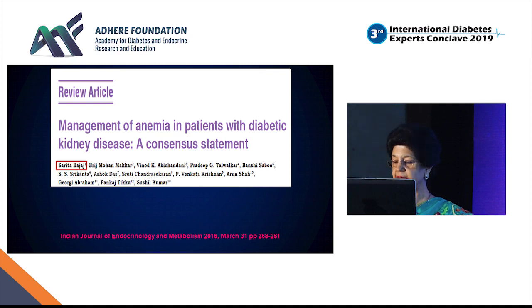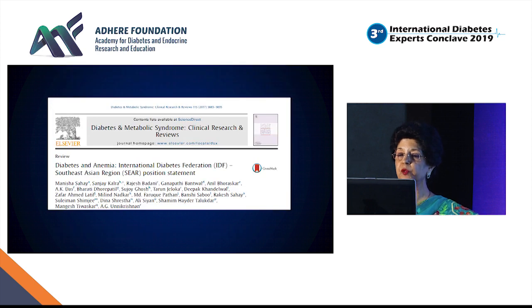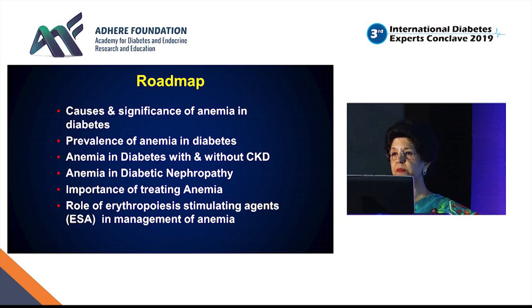One was in the Indian Journal of Endocrinology and Metabolism, and the other was a position statement in JAPI. This was followed by a South Asian statement, which was subsequently published in Diabetes and Metabolic Syndromes. So what I will be presenting to you is from these three publications. This is the road map that I'll be taking, which I told you when I just started my presentation.